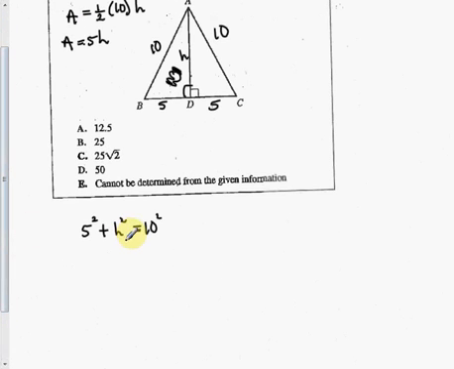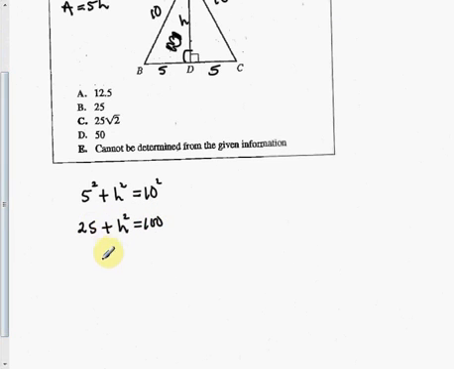So let's solve for h over here. This is 25 plus h squared is equal to 100. Subtract 25 on both sides, I get h squared is equal to 75. So what's h equal to? I don't need to have the calculation, but h is equal to, just simplifying that, using square roots, h is equal to what?